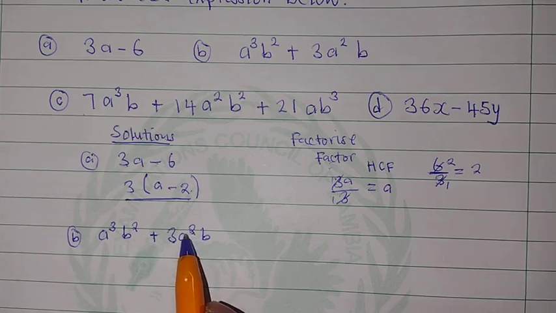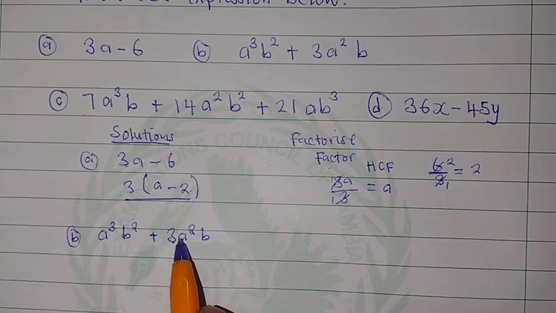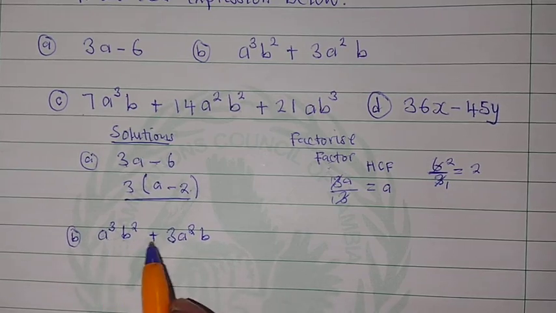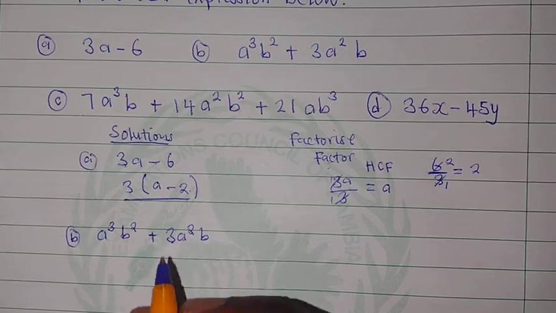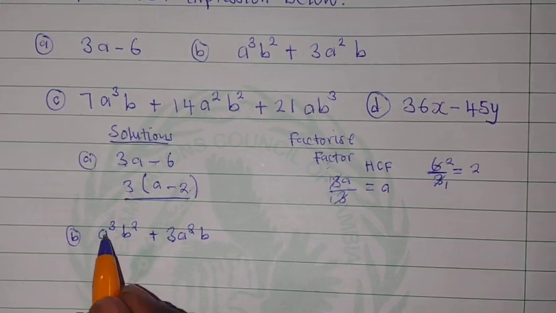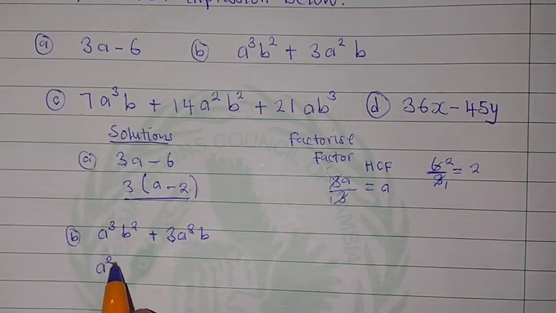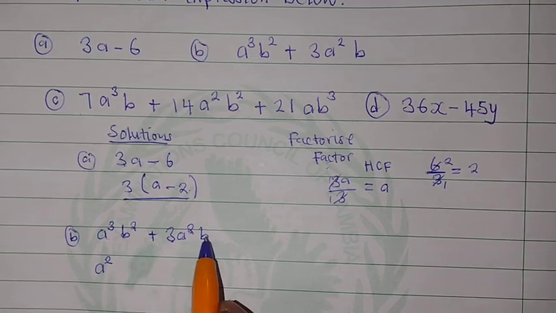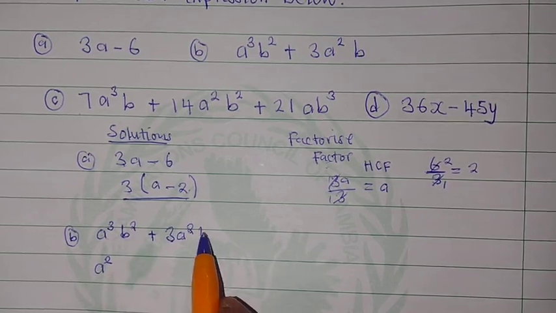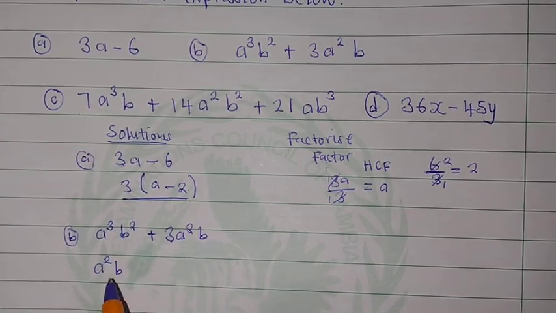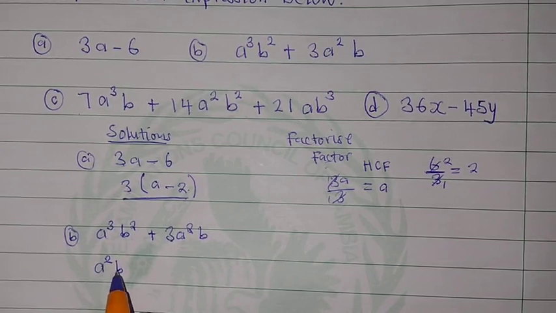What's the common letter here? What's the common letter which has the lowest power? A is common. So we are going to pick a power 2, because a power 2 can go into a power 3, and a power 2 can go into a power 2. Then we have b squared and a b. We are picking the letter with the lowest power. So b power 2, and this is b power 1. So the common one is b. So we factor out a squared and b.